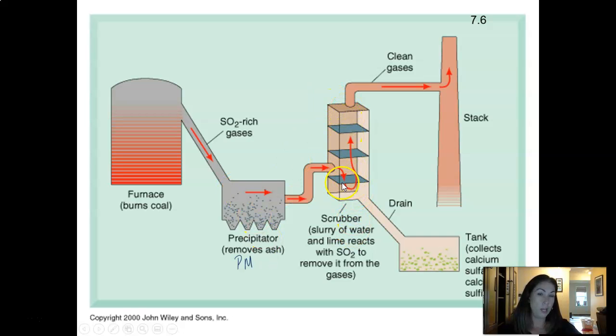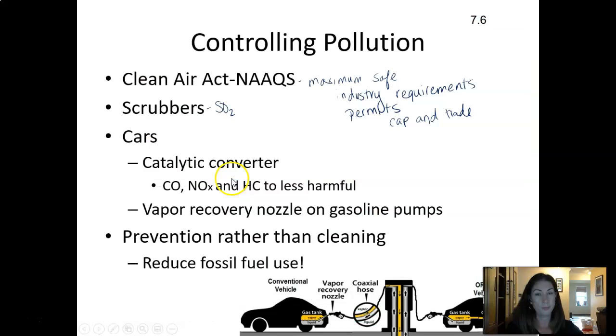And what the scrubber does is it adds a slurry of limestone that will react with the SO2, and it causes it to precipitate out. So it precipitates out that gas. So then what comes out is much less SO2 and much less particulate matter, but you do still have other pollutants such as CO2 coming out. But a scrubber definitely helps to reduce the amount of sulfur dioxide.